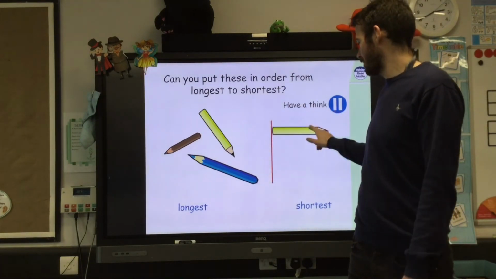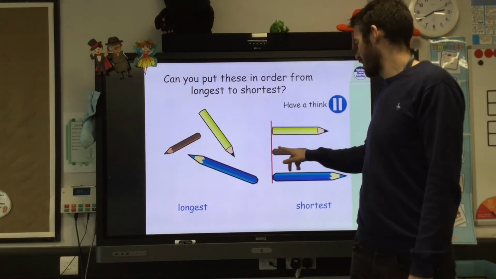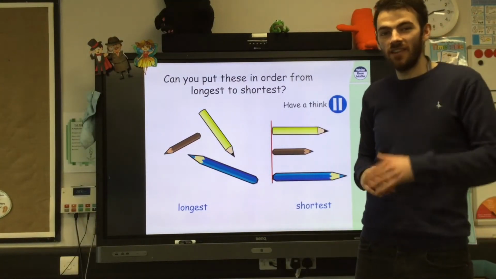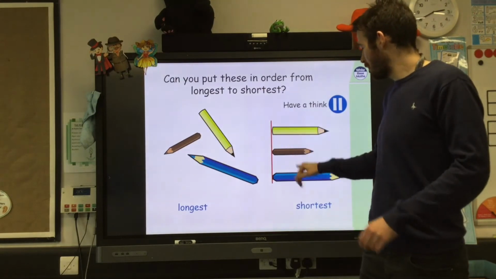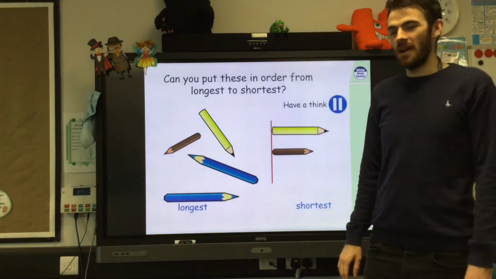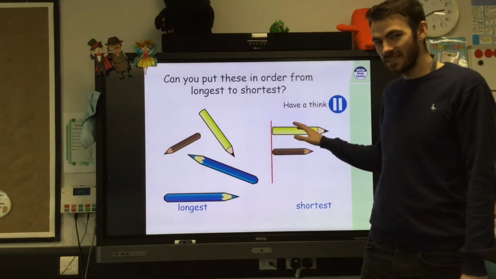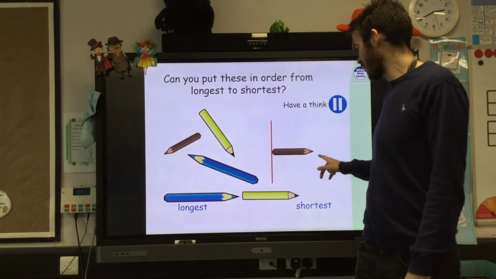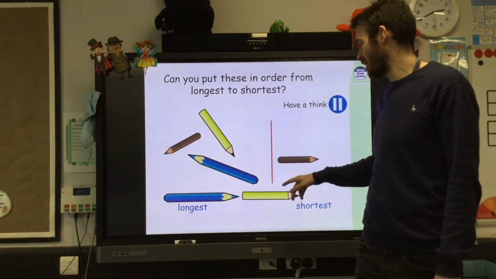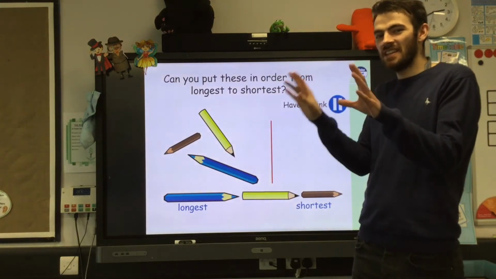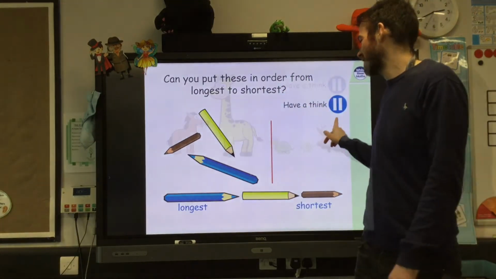The first one. Excellent, so they're lined up. Now it's really clear to see which is the longest, and the longest is blue. So I can put that at the longest end of my ordering. The next smallest is yellow, and the smallest or the shortest is brown. So you can see by lining up the objects, I can easily compare the different sizes.